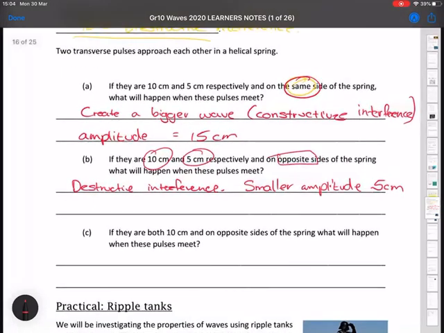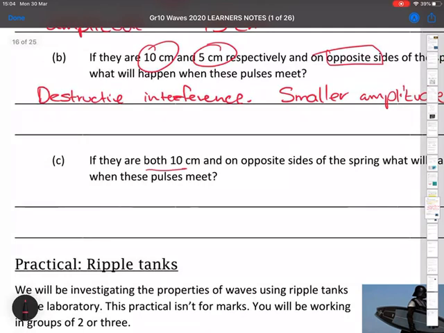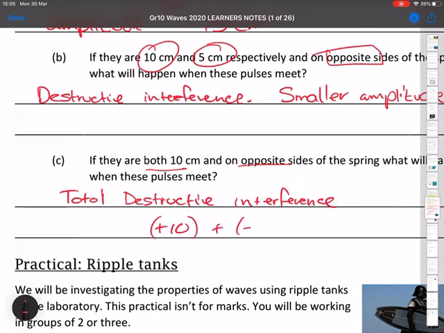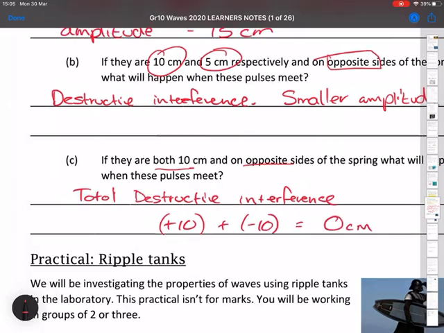If they were both 10 centimeters and on opposite sides, what would happen when they meet? 10 minus 10 would give us 0, so total destructive interference. So plus 10 plus the negative 10 because they're on opposite sides will equal 0 centimeters.